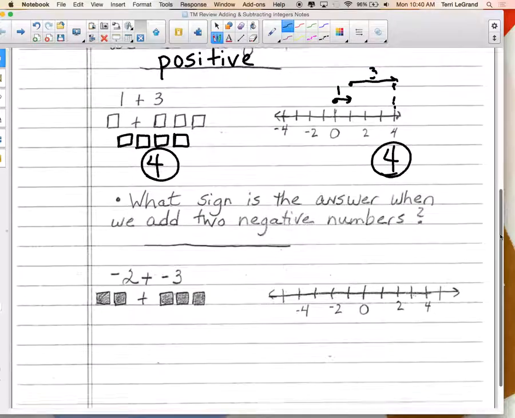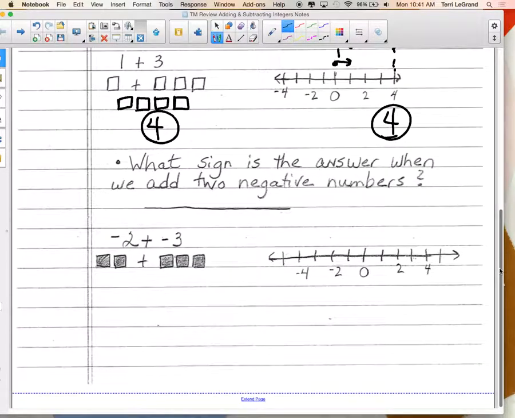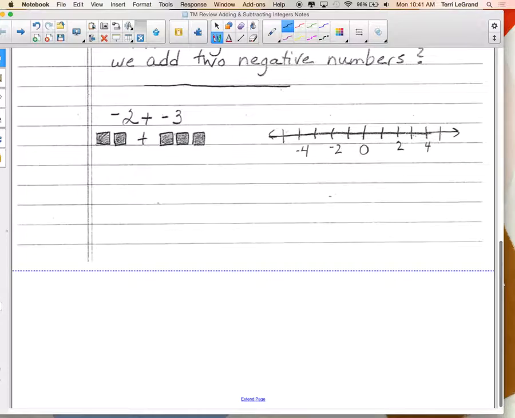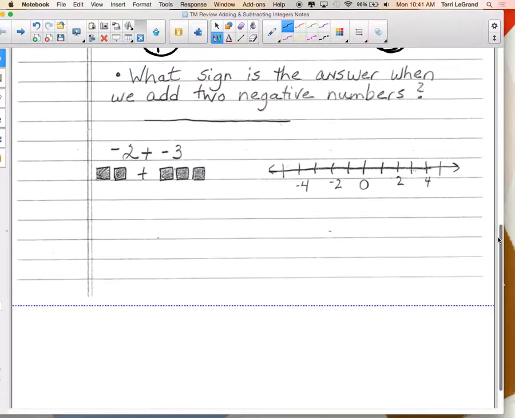Well, what sign is the answer if we add 2 negative numbers? Is there an always we can say there? What do you think? Add 2 negatives. Well, let's just practice one before we fill that in, because let's see if we can convince ourselves. I have the expression -2 plus -3. And notice I've given -2, I have 2 shaded square tiles. For the -3, I have 3 shaded square tiles.